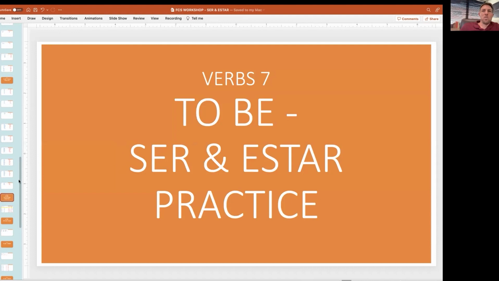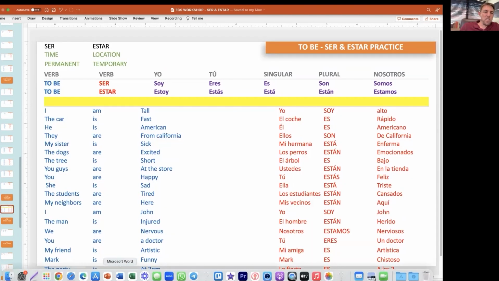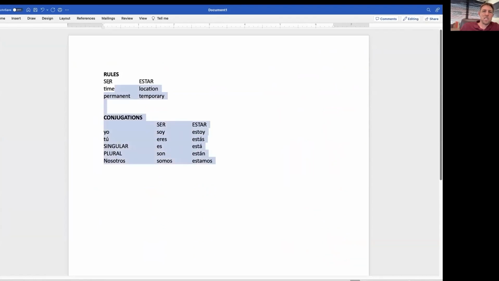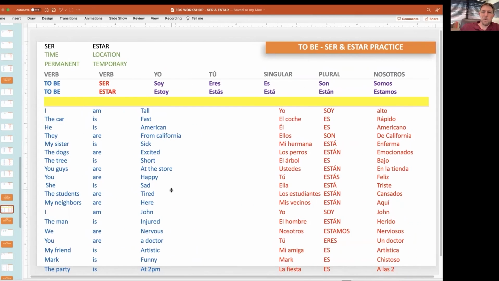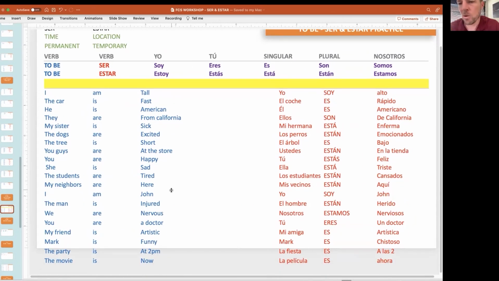All right. So that has covered ser and estar very well. Everything you need to know about ser and estar is on this little sheet. First, the rules. Which one is it? And second, the conjugations. Everything you need to know on ser and estar is right there. And you have some great examples here to show you. If you follow these rules and learn these conjugations, you will be right 99% of the time.